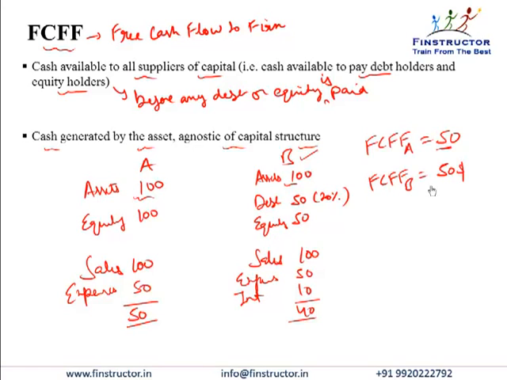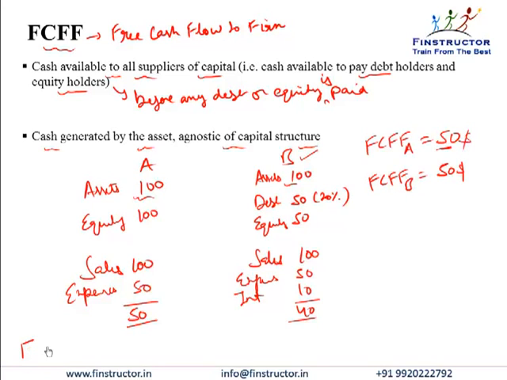But free cash flow to firm, please recall, is calculated as the cash available to all suppliers of capital, that is before any debt or equity is paid. So the free cash flow to firm for Company B will also be 100 minus 50, that is 50. So this proves that the two assets have similar performance. Company B has some of the cash eaten away in interest cost, whereas Company A has no interest expense. So if we were to compare the performance of the assets, free cash flow to firm would be a better measure to judge which asset is producing more cash and which asset is producing less.